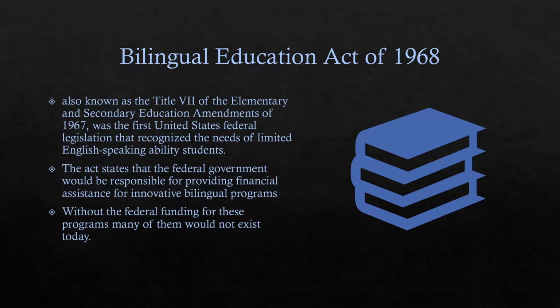Next, we have the Bilingual Education Act of 1968, which is also known as Title IX of the Elementary and Secondary Education Amendments of 1967. This was the first United States federal legislation that recognized the needs of limited English-speaking ability students. The act states that the federal government would be responsible for providing financial assistance for innovative bilingual programs. Without the federal funding for these programs, many of them would not exist today.